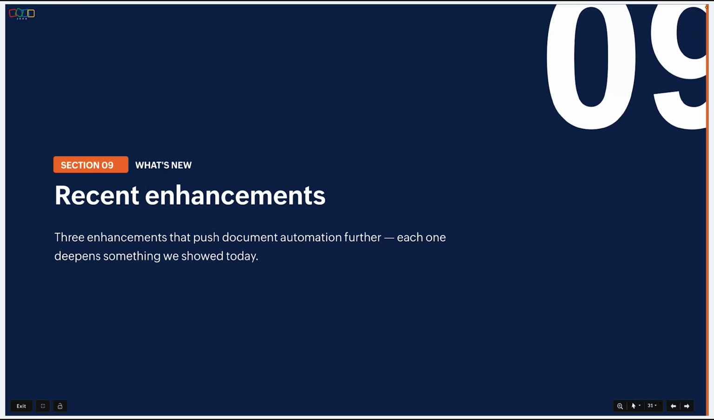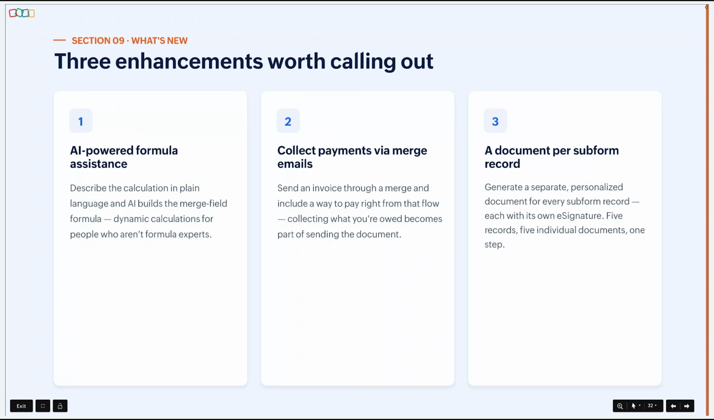First up, we have AI-powered formula assistance. If you have ever worked with merge fields that need calculations, totals, prorated amounts, conditional values, writing those expressions can get fiddly. Now, you can describe what you want in plain language. And Zia, Writer's AI assistant, helps you build the formula, so the power of dynamic calculations is open to people who aren't formula experts.